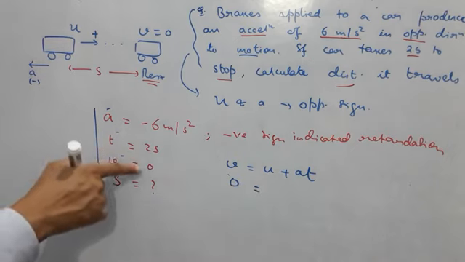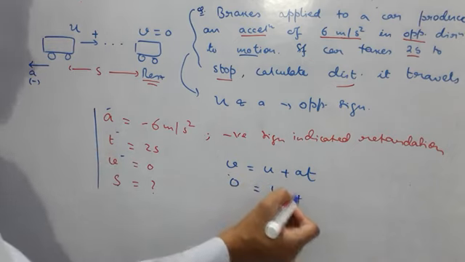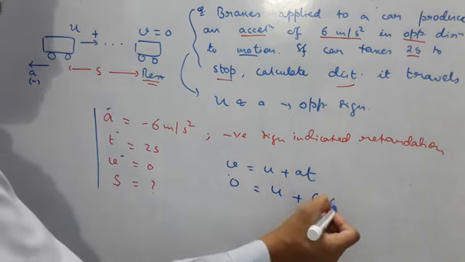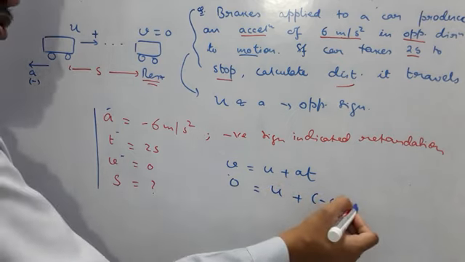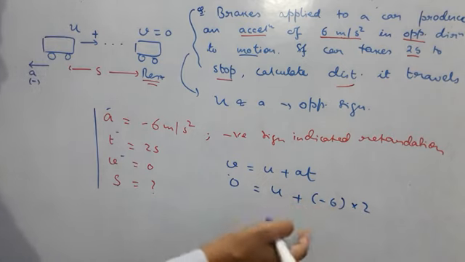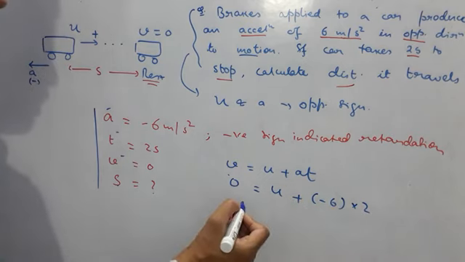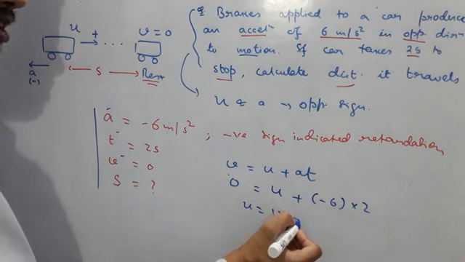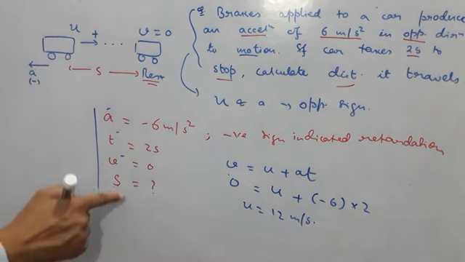U is not known. A is minus 6. T is 2. So this becomes minus 12. That will come this side. So our U becomes how much? 12 meters per second. And then you can calculate S.